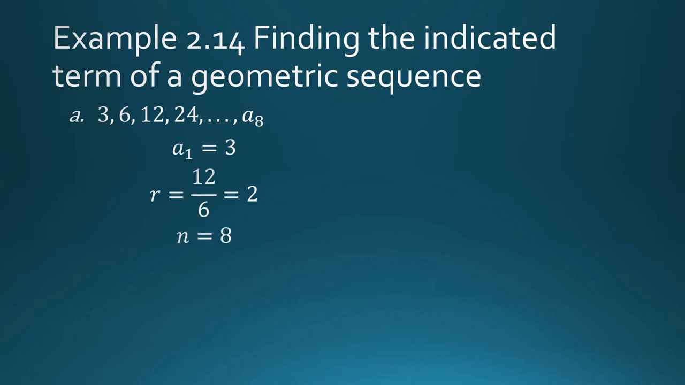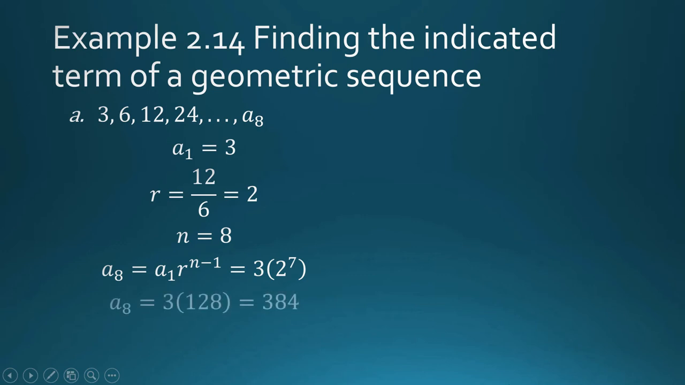n is equal to 8. Okay, so what is the 8th term? So a sub 1 times r raised to n minus 1. So 3 times 2 raised to 8 minus 1. That's 7. And you do the math, okay? I will leave it to you to do the math. It's 384.